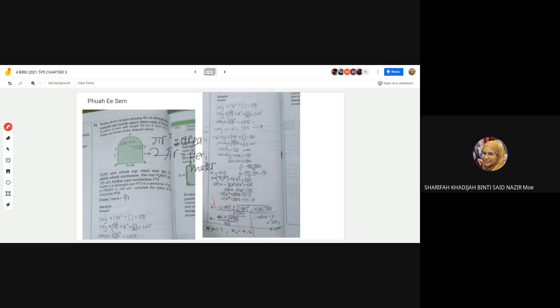Okay, for this one you don't need to find y anymore. You just stop there. Once you get x you can stop, because they ask you the radius only.